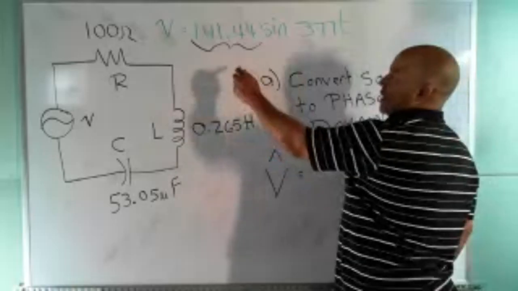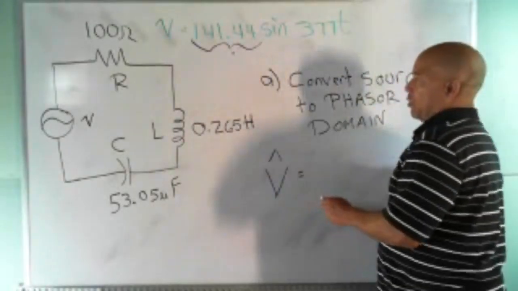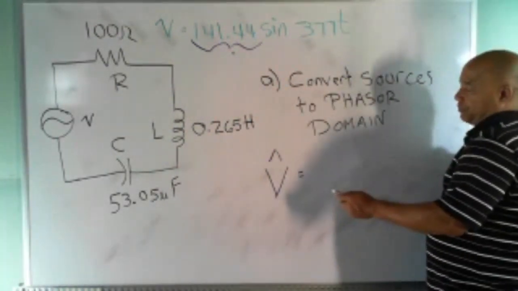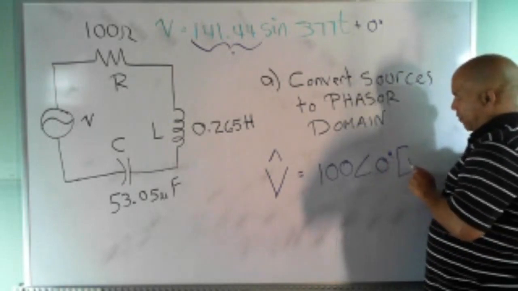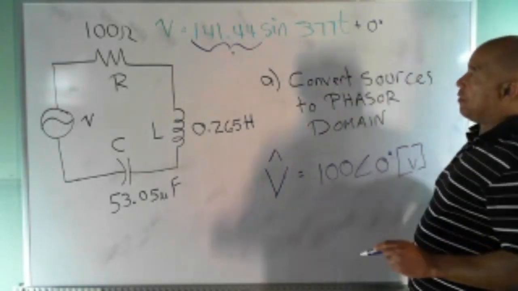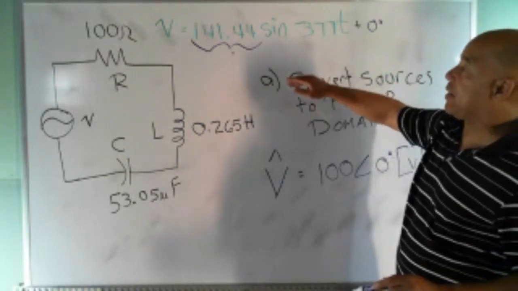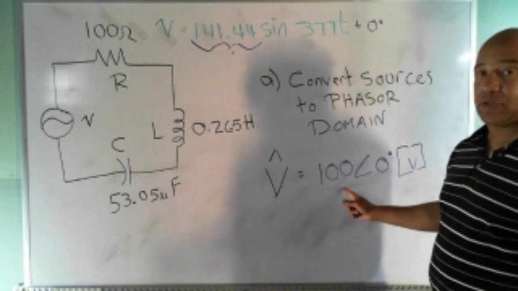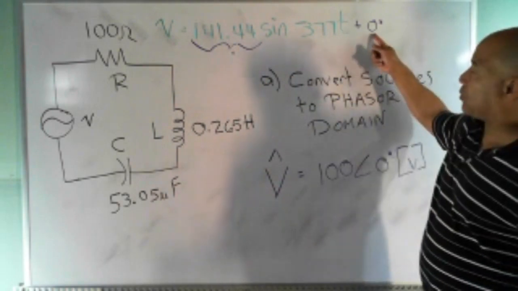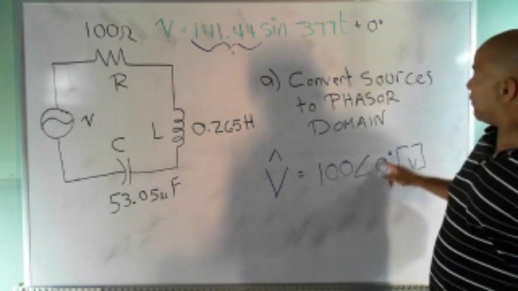So 0.707, and if you do that, what do you get for the magnitude? 99.99, so basically 100, at an angle of 0 degrees, since there's no phase angle here. My units are volts. If you forgot how to go from time domain to phasor domain, just take the peak value and multiply by 0.707, which gives you the magnitude in RMS, and the phase angle is whatever is written here. If there's nothing there, the phase angle is 0.